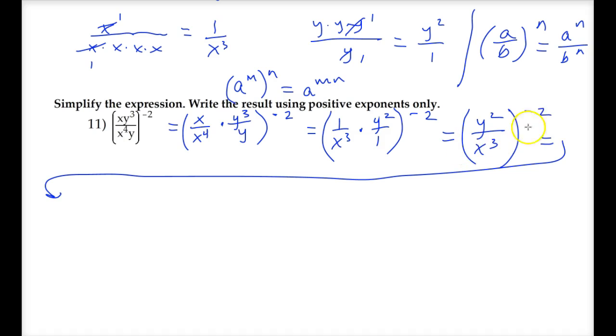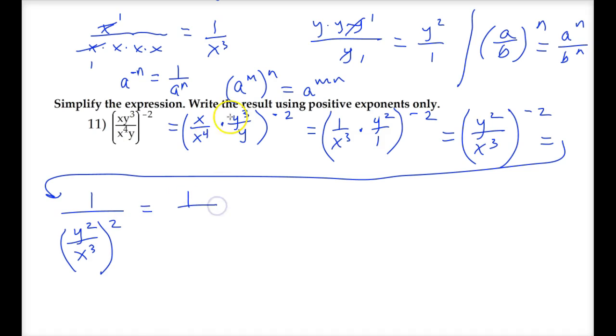And so now from here, another way that we can do this is we could go ahead and realize that anytime we have something raised to a negative exponent, it's the same as saying 1 over that same thing raised to a positive exponent. So here what I could do is I could rewrite what I see here as 1 over y squared over x cubed, all of that raised to the positive 2.